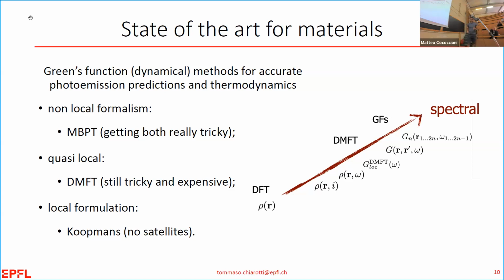Well, you can use many-body perturbation theory, but when you try to use it, you actually discover that you can really not get both of the things together due to the complexity of the theory itself. Then dynamical mean-field theory is a very successful theory. It does have the flexibility to allow you to predict, exactly as in Kohn-Sham DFT, both the properties, but better for the spectrum for sure. But still, it is tricky.